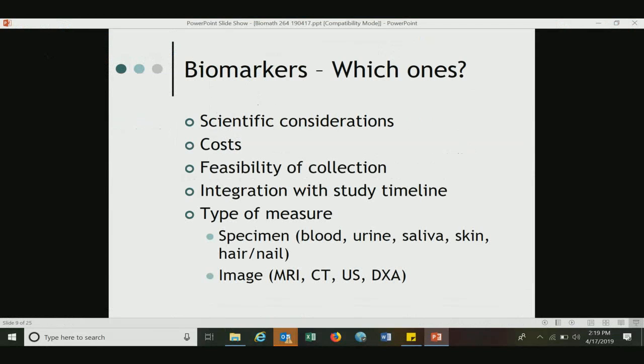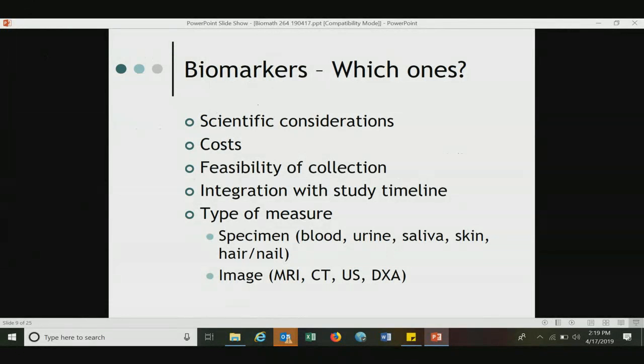And biomarkers have their own unique place in research, but they can be super important, obviously, in the research that we conduct here. So one of the first questions is how to decide what biomarker to use. It's the same sort of thing that we were talking about last week about looking at your resources. So the first question is what the scientific considerations are.